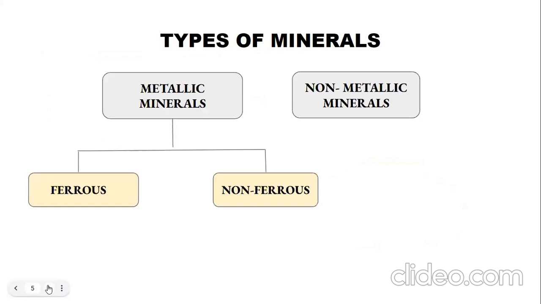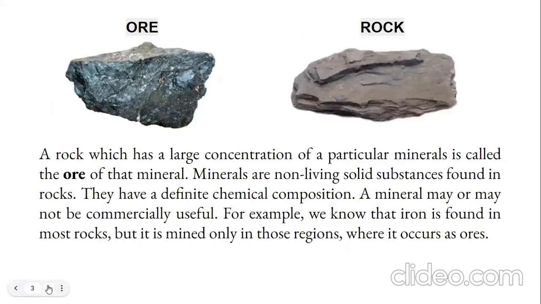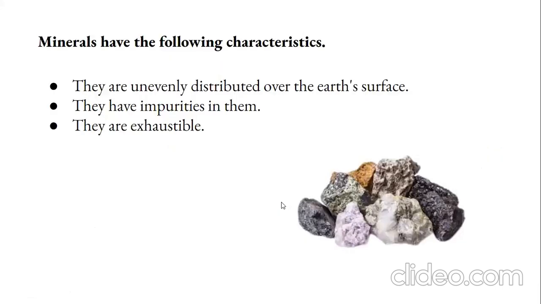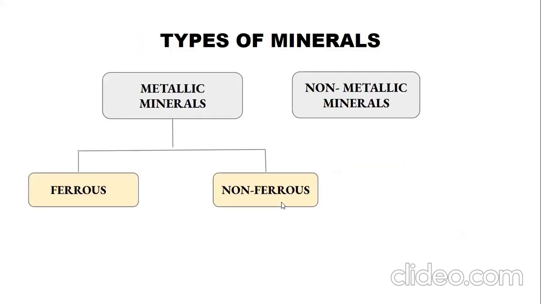Now, types of minerals. Minerals are divided into two main types, that are metallic and non-metallic. The name itself tells us that metallic minerals are the minerals which contain metals. They are found as ores. In the earlier picture, I showed you the iron ore, right? The first picture is iron ore. So iron is the metal. Metallic minerals are mostly found as ores. Iron, gold, copper are examples of metallic minerals.